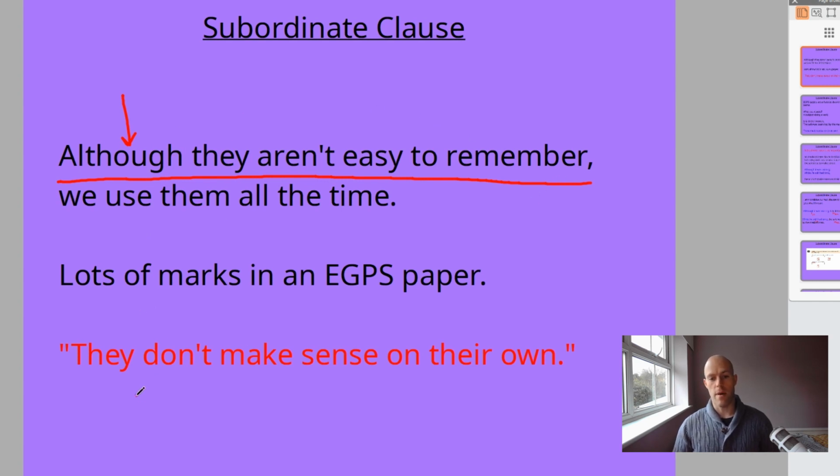And please do try to remember that they don't make sense on their own. If you just remember one thing from the video, that would be the thing. They don't make sense on their own. Would you sound odd if you just said that bit to somebody? And if that's the case, it's probably a subordinate clause.